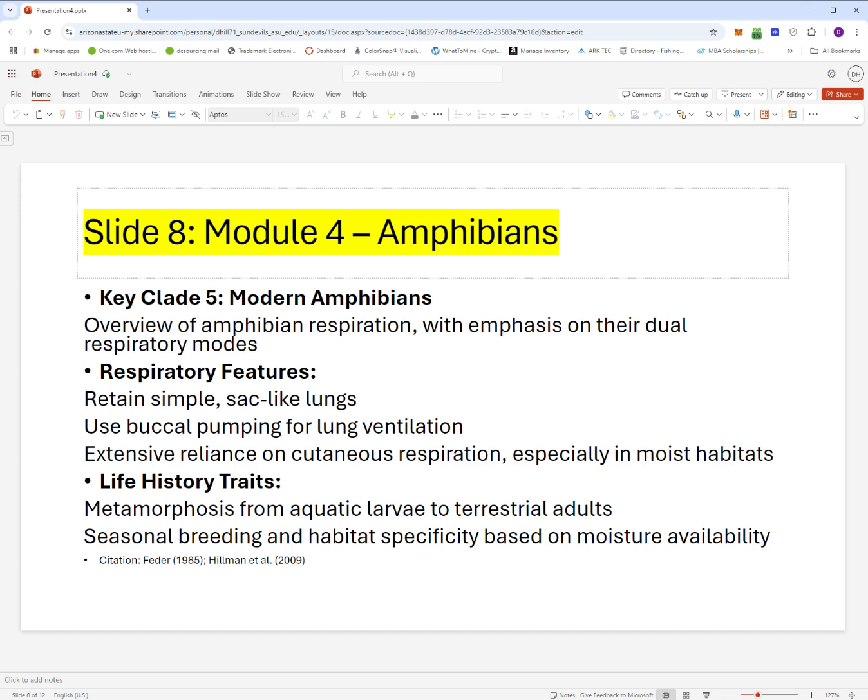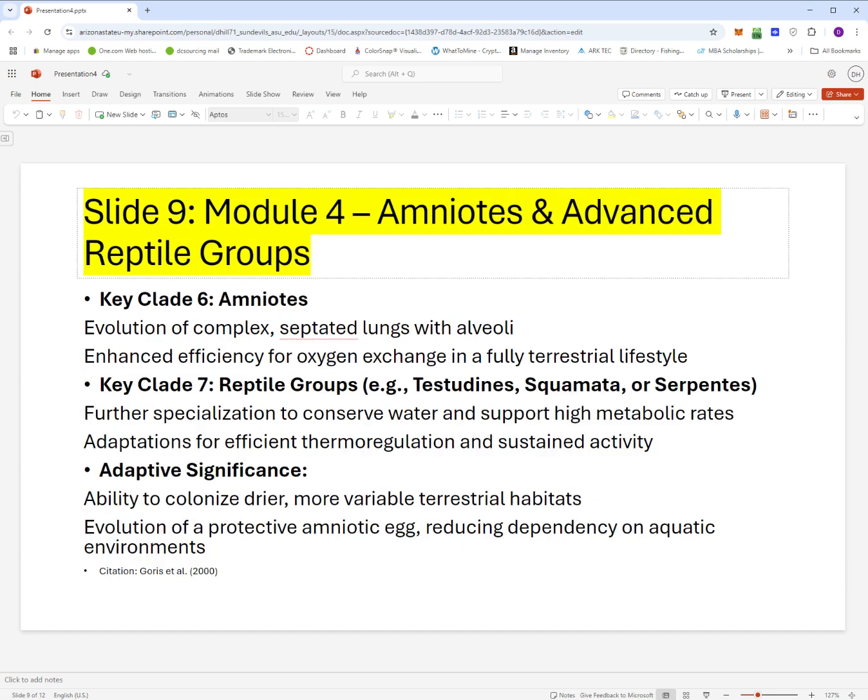These respiratory strategies are well suited to their life history traits, which include metamorphosis from aquatic larvae to terrestrial adults, and a strong dependence on moist, humid environments for survival and reproduction. Dater explains that this dual system ensures that even when conditions change, like variation in moisture or oxygen, amphibians can maintain proper oxygen and support their physiological needs.